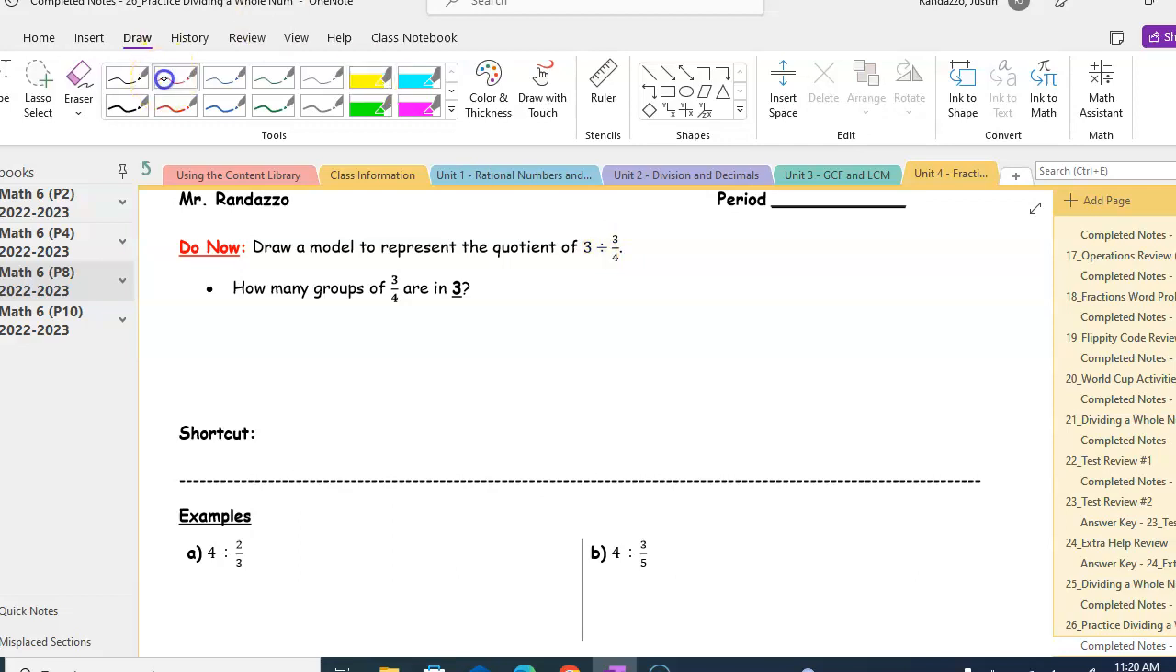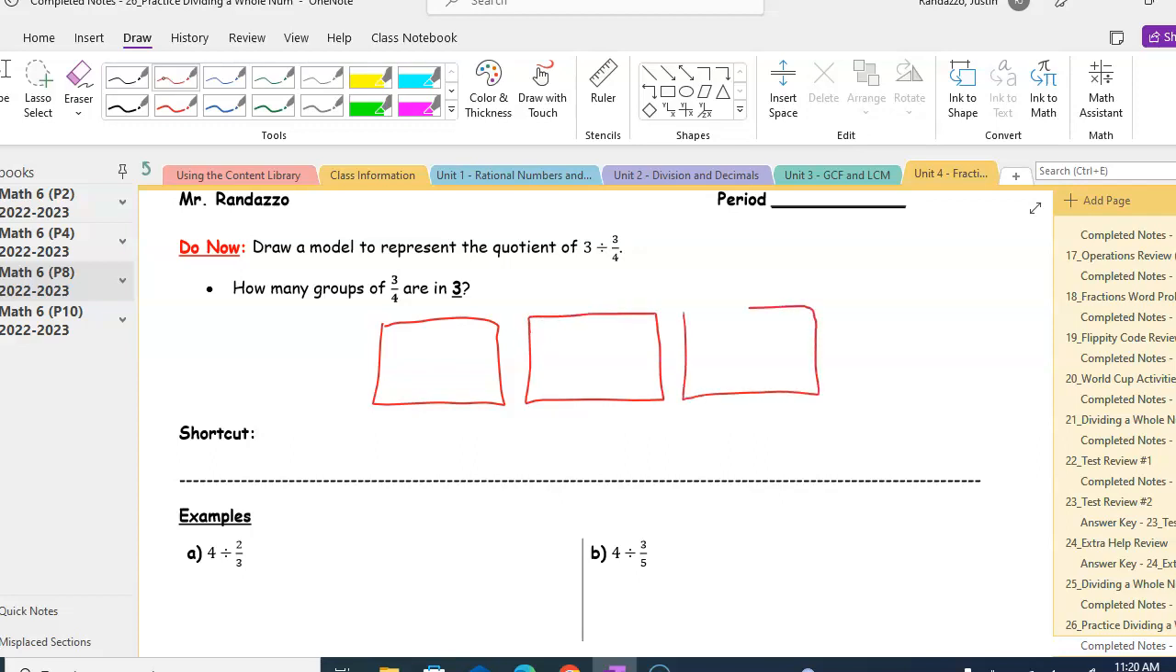Since we have a whole number of 3, that means we're going to start with 3 wholes. So we'll draw 3 rectangles. Remember, they don't have to be perfect. Do your best to make them big enough to draw in. And since we're dividing it by 3/4 for this one, we're really asking how many groups of 3/4 are in 3. So listen for that denominator. It's fourths, which means we need to cut these models into 4 equal parts.